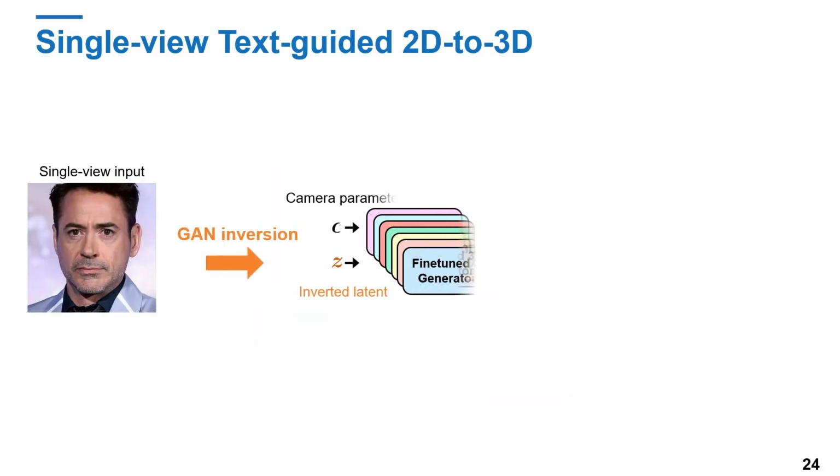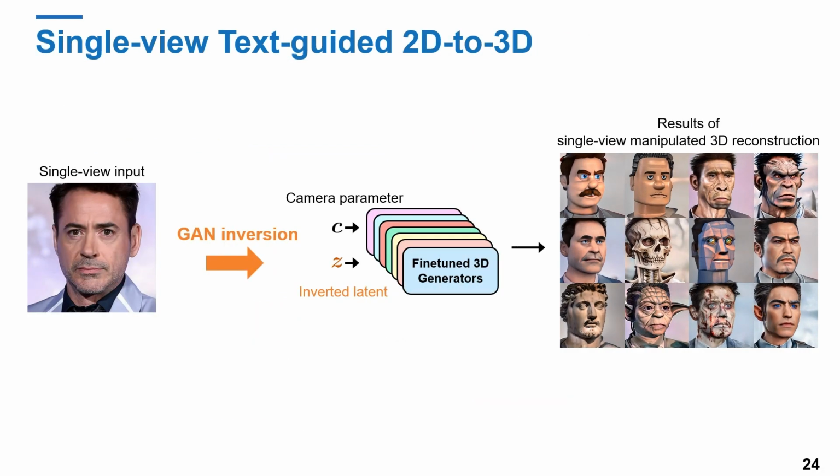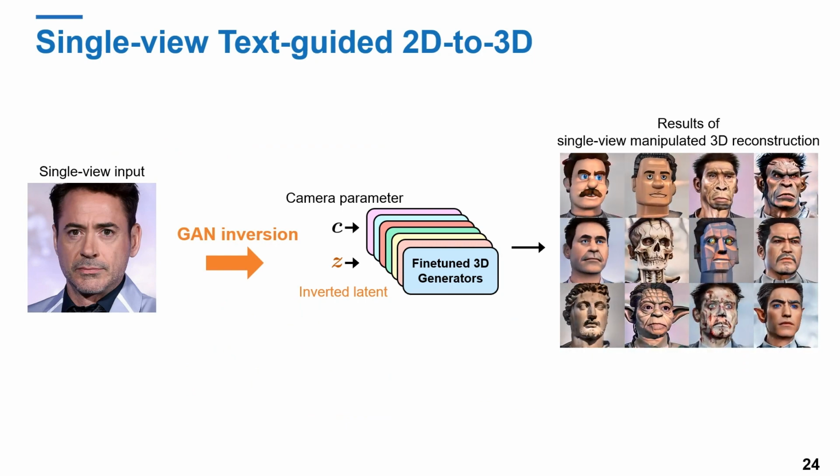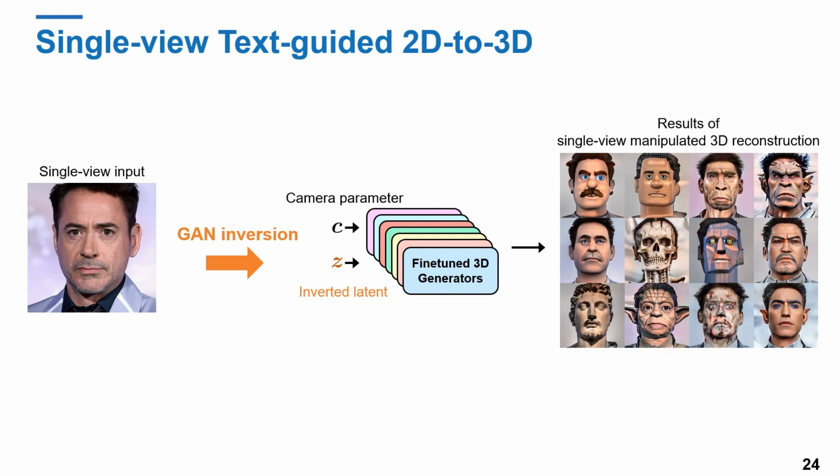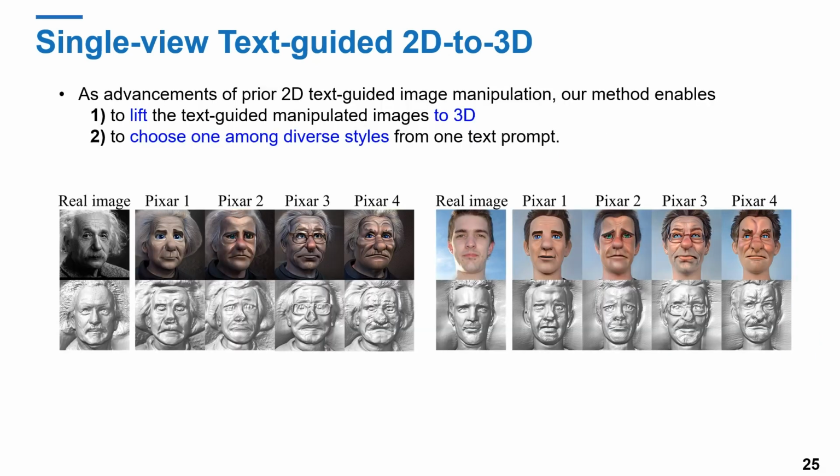Finally, we propose single-view manipulated 3D reconstruction combining 3D GAN inversion and the DATID-3D method. Previously, there were methods for 2D manipulation and 3D reconstruction using a single image. Our method enables lifting text-guided manipulated images to 3D and choosing one among diverse styles from one text prompt.